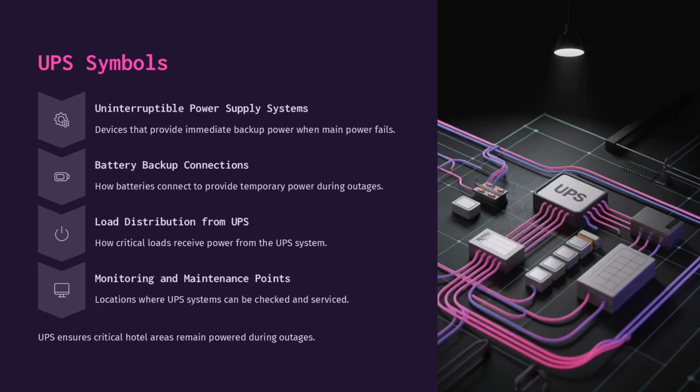UPS symbols. Let's examine UPS symbols. Uninterruptible power supply systems appear in diagrams to highlight immediate backup sources. Battery connections are shown to provide temporary power during outages. Critical loads like IT servers, elevators, or emergency lighting are linked to UPS outputs. Monitoring points indicate where UPS systems are tested or serviced.